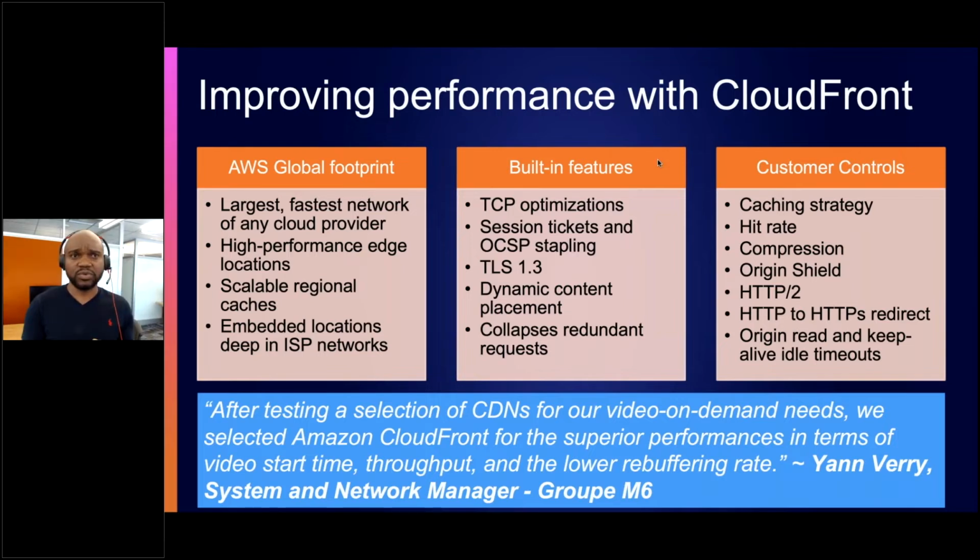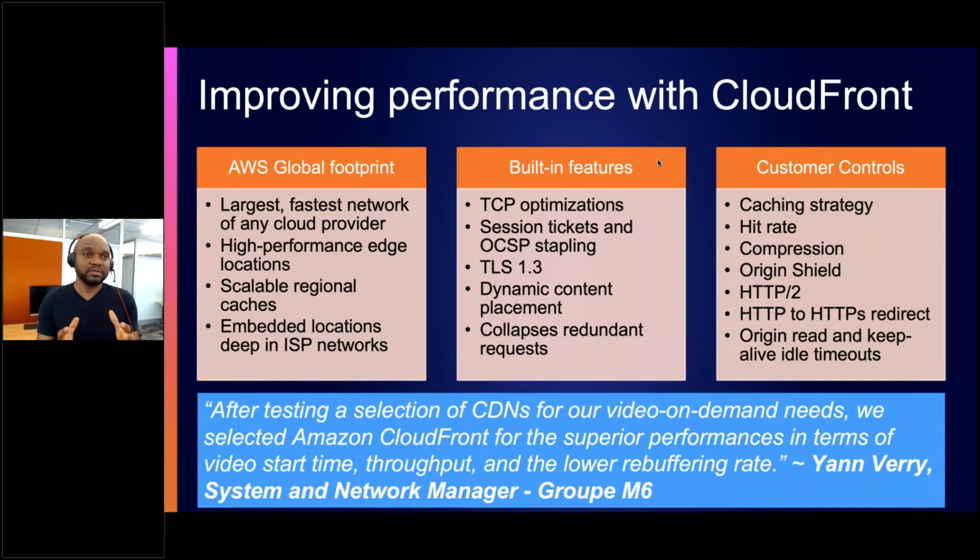Another TCP optimization we have, or built-in feature, is TCP and TLS termination at the edge. So what we do with TLS, when you initiate a TLS connection with Amazon CloudFront, we terminate the TLS connection at the edge and initiate a new TLS connection between CloudFront and the origin. This not only improves performance, it also reduces significantly the load on your origin because TLS negotiation is really CPU intensive.